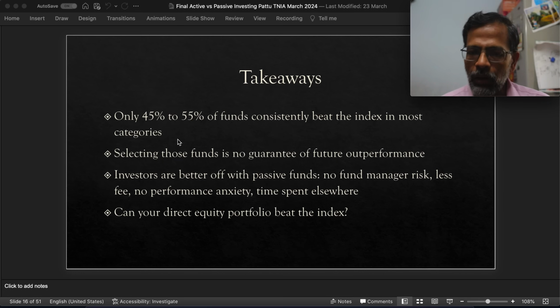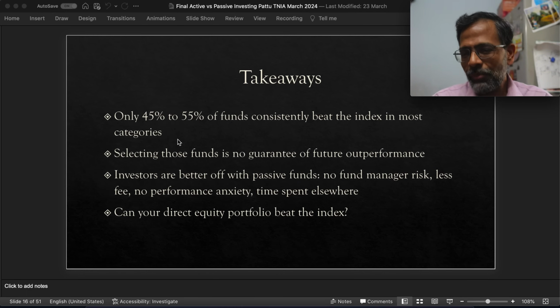So investors are better off with passive funds. There is no fund manager risk, less fee, no performance anxiety. You can spend your time elsewhere, with your family, working on your hobbies, instead of wasting time on social media or worrying about fund performance. You should also ask, if you are investing in direct equity, can your direct equity portfolio consistently beat the index? Again, that will be a problem. If you actually take your direct equity portfolio and check carefully, we have the tools to check that. It may give you a surprise.